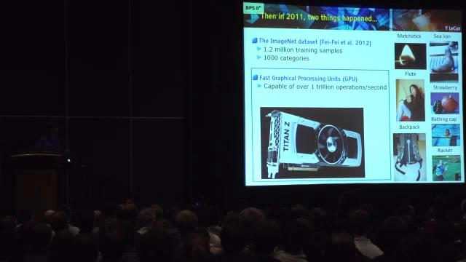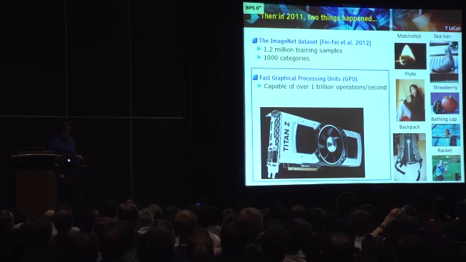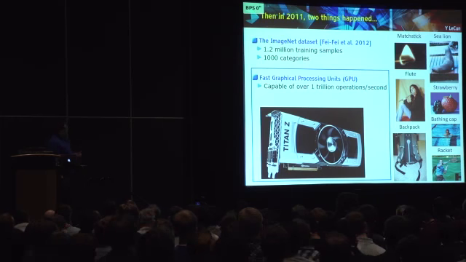Okay, but in 2012, two things happened. First, a large data set appeared for object recognition called ImageNet. It was put together by Fei-Fei Li, Alex Berg, and a bunch of other people. And it had 1.2 million training samples, 1,000 categories. And it turns out that's enough to train a very large neural net and do something sensible.